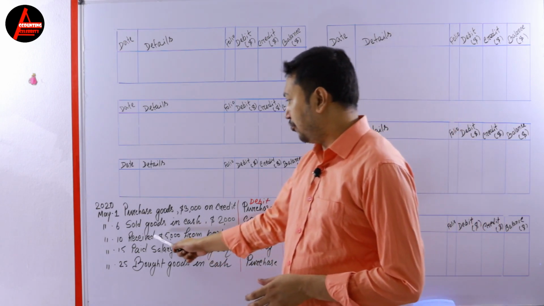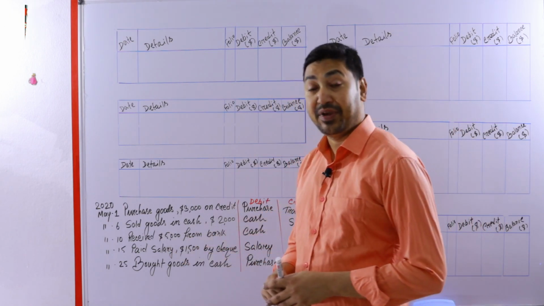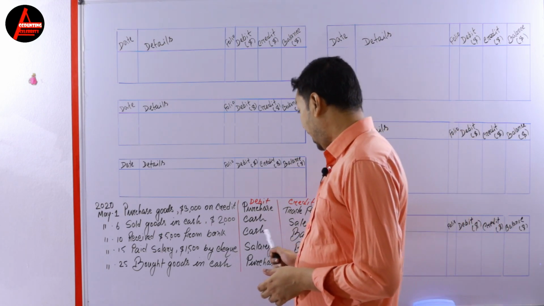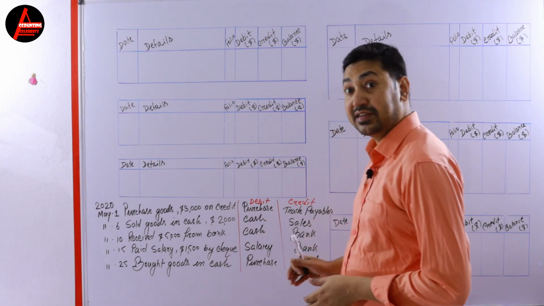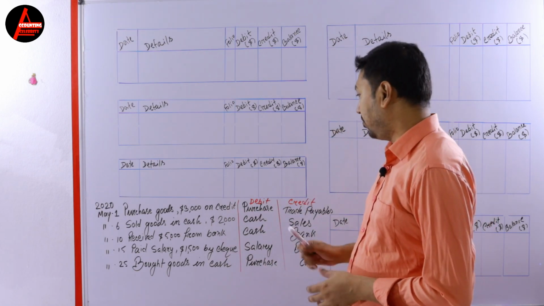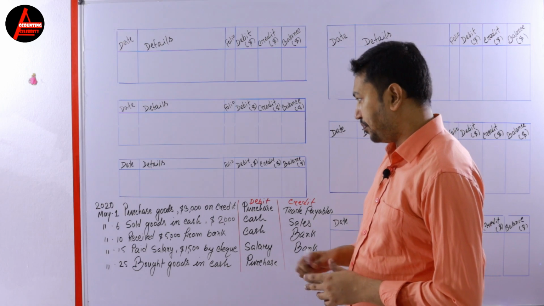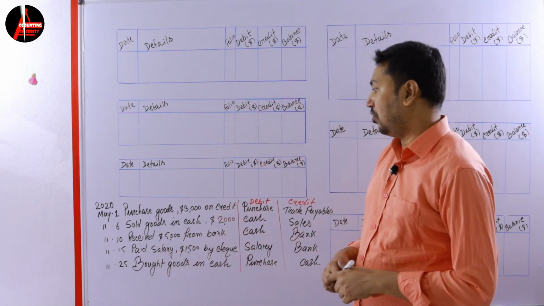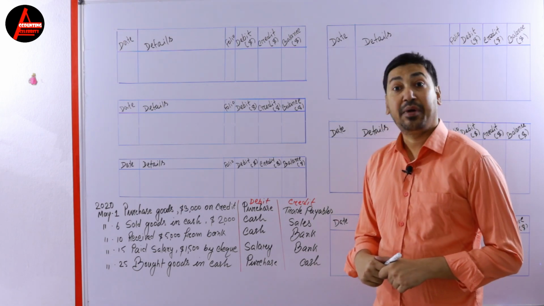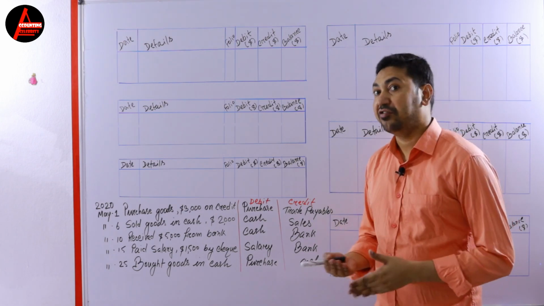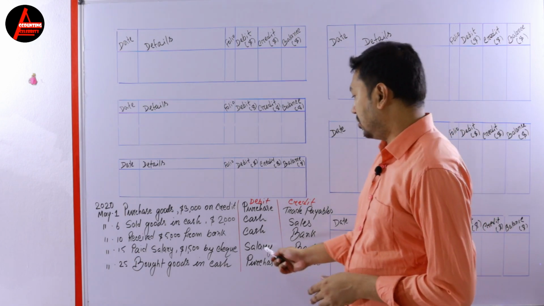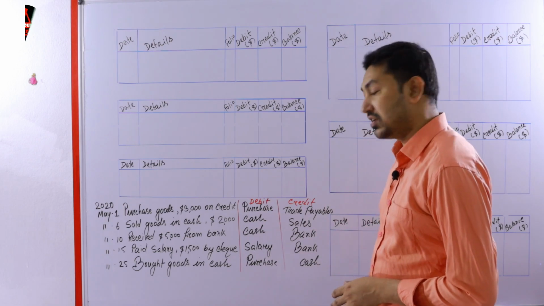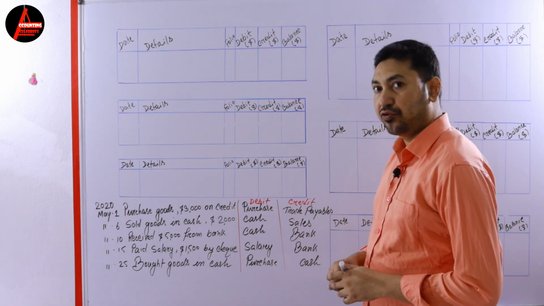Next one is received $5,000 from business bank account. So you received cash, to be debited, and bank is a giver, an asset decreasing, so bank will be credited. Next one is May 15, paid salaries $1,500 by check. Salary is an expense, so it is debited. You paid by check, so bank will be decreasing, and bank is credited here.